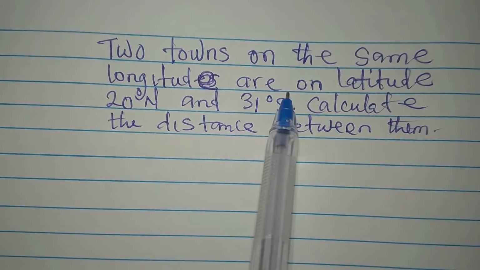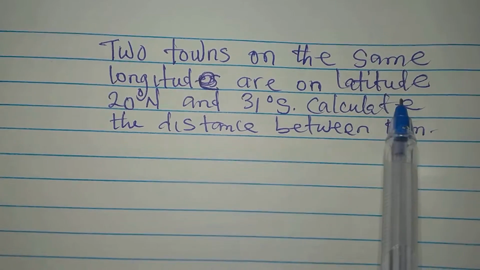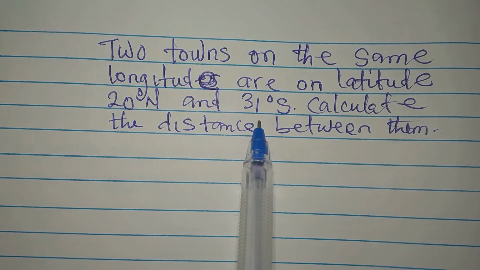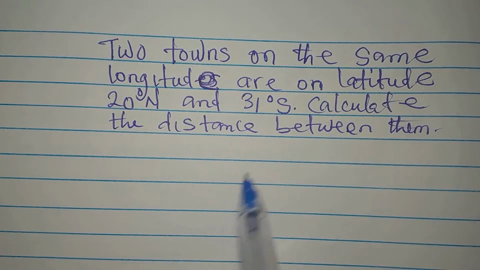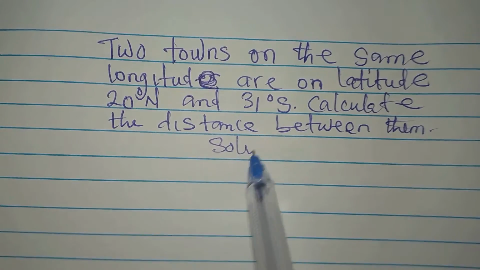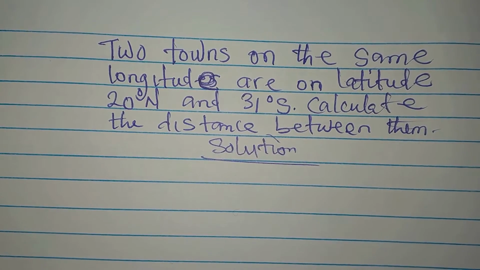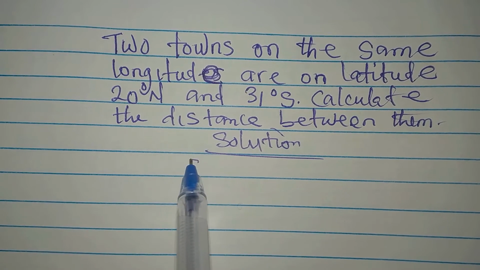Two towns on the same longitude are on latitude 20 degrees north and 31 degrees south. Calculate the distance between them. We have to calculate the distance between the two towns. Solution. This is very simple. The first thing you're expected to do is to draw a globe.